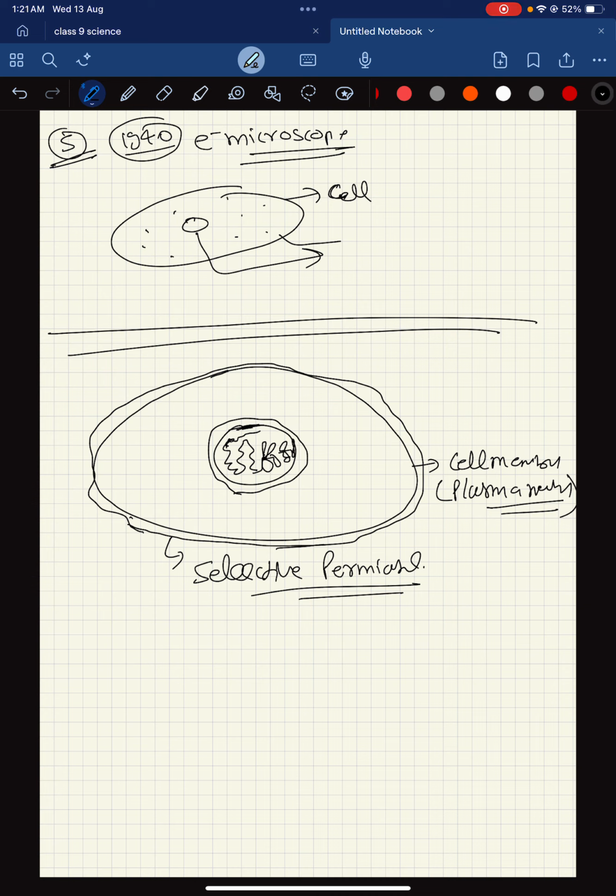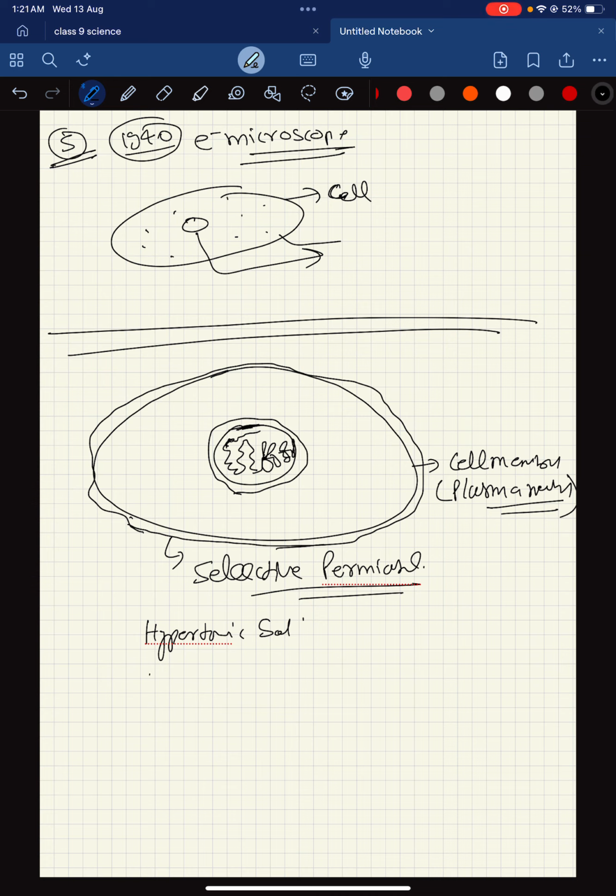If we put a cell in hypertonic solution, then the number of water molecules is high compared to the cell. Then water comes from the outer environment into the cell. Then the cell will swell.